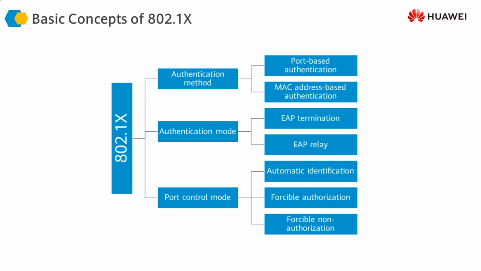When we are configuring the 802.1x authentication, there are different concepts related to it. We can have different authentication methods, different authentication modes, and different port control modes. For example, the authentication methods that we can use include port-based authentication or MAC address-based authentication. In port-based authentication, if one user has been authenticated through any port, then all other users who are accessing the network through the same port will automatically be authenticated, and they will be allowed to access the network, because we are authenticating a port, not individual users.